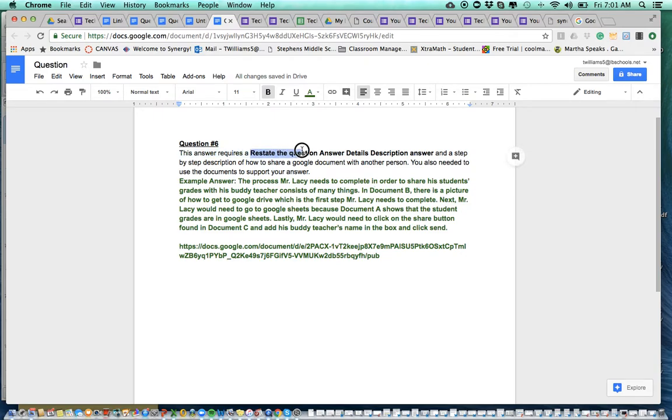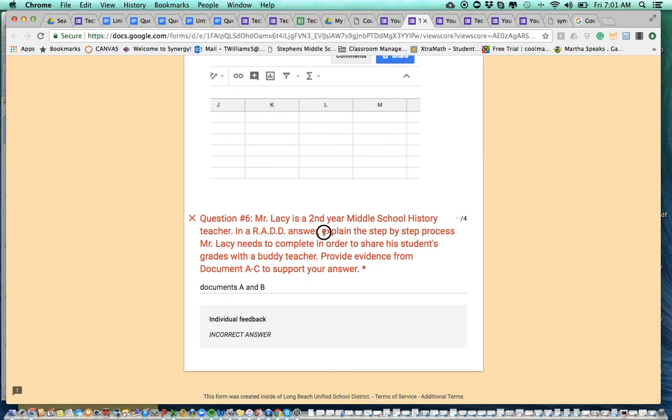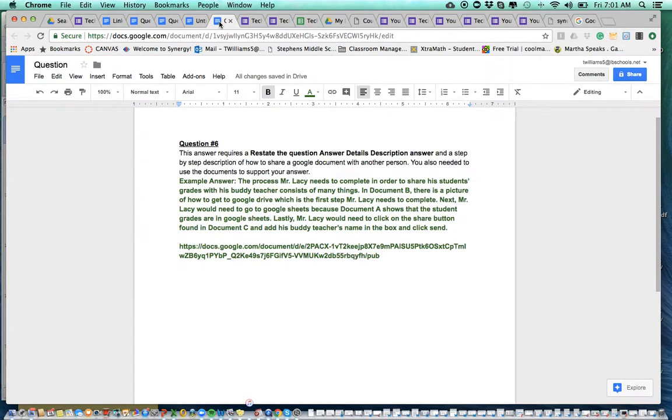The first part of RAD, which is R, is to restate the actual question, right? So what you would do is you'd start it off by saying the process Mr. Lacey needs to complete in order to share his students' grades with his buddy teacher consists of many things. Why did I choose that? Because this is what it says in the question, like step-by-step process Mr. Lacey needs to complete in order to share his students' grades with a buddy teacher. I'm literally using the question to answer it with the first part, right?